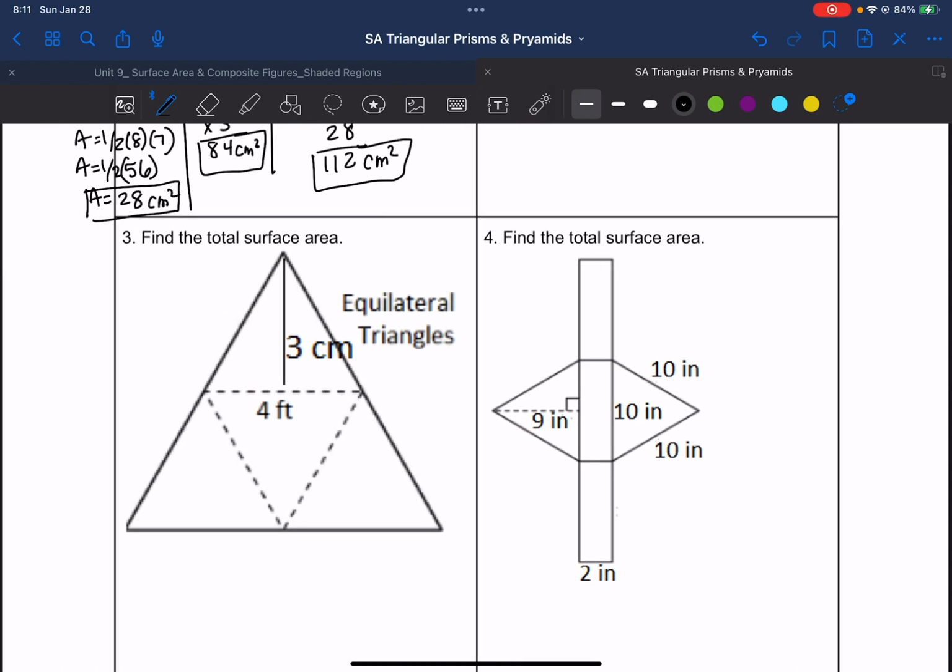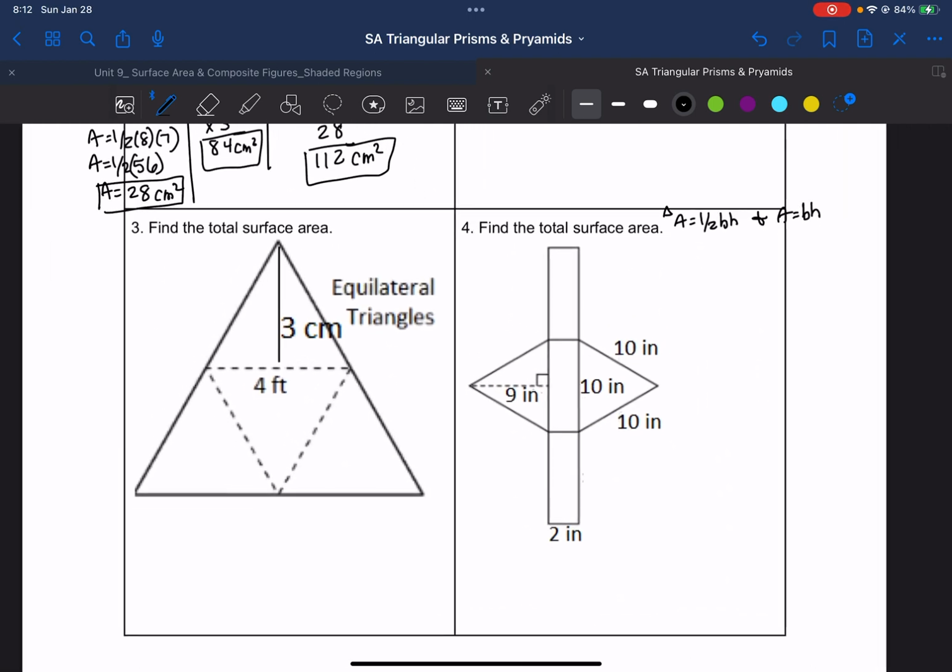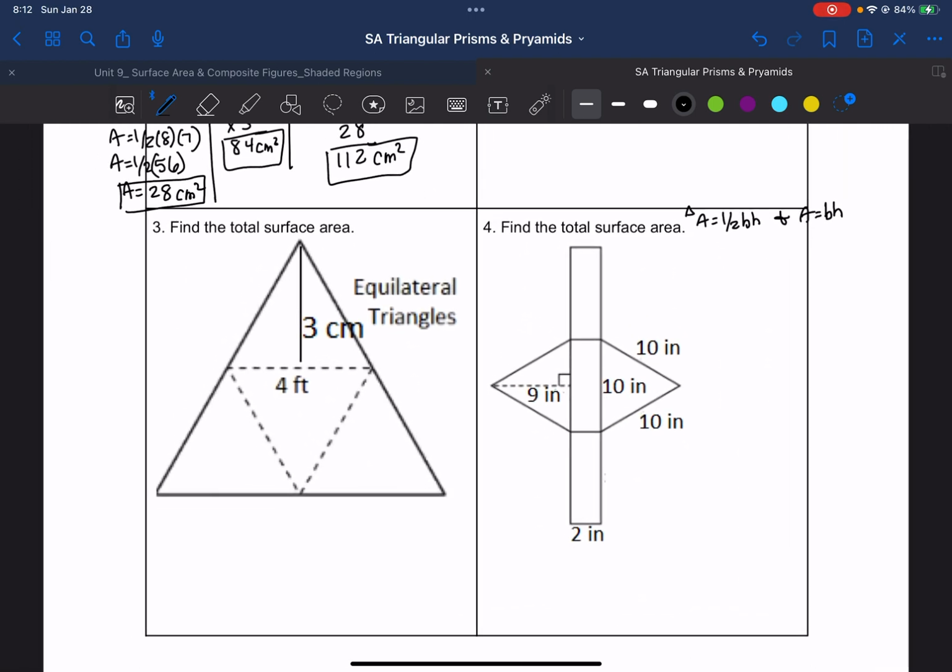All right, so number 4. First thing I want to do is determine what formulas I'm going to use. I know I'm going to be using area is equal to 1/2 base times height because that's a triangle. And I need the area of a rectangle, which is base times height. Okay, got it. So now I'm going to find the dimensions of all the sides next, okay?